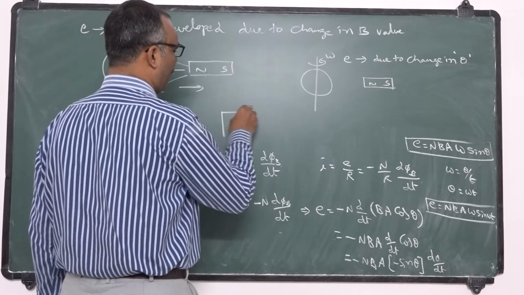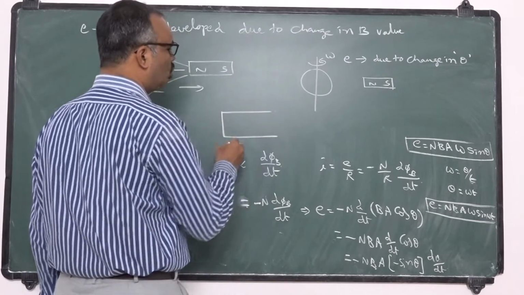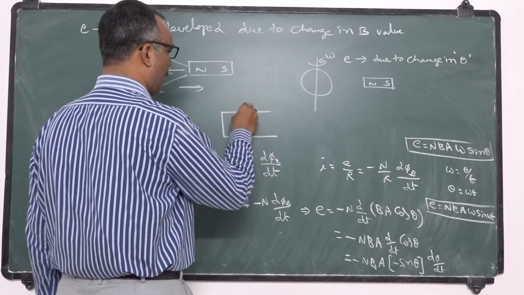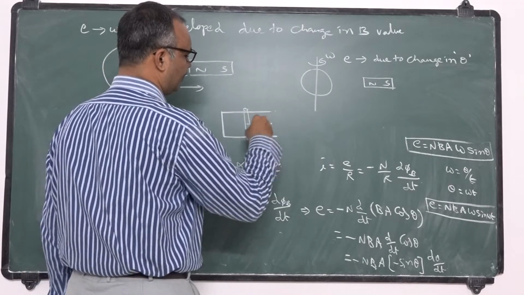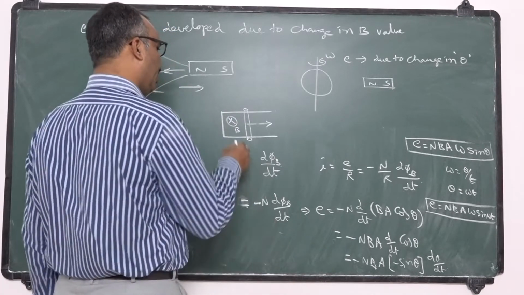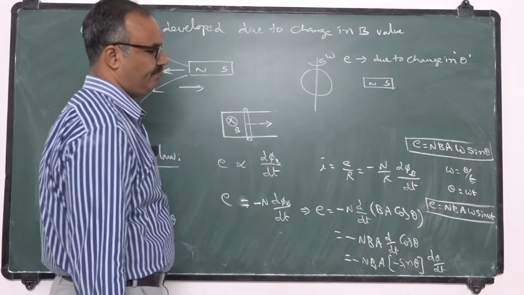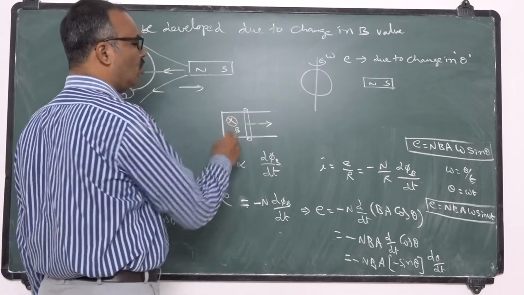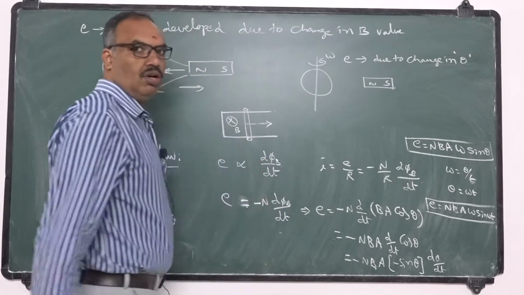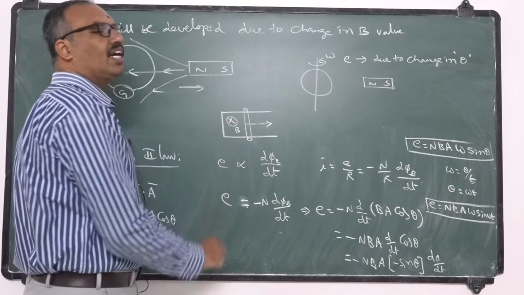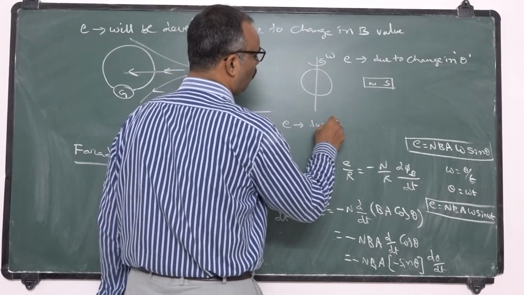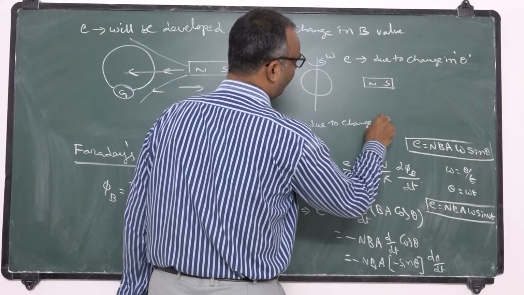Suppose here is a region provided with a U-shaped wire over which a rod is rolling like this. This entire region has some magnetic field into the paper. Here, the strength of B is fixed. The orientation of the loop is also fixed. As the rod moves like this, the area of the loop associated with the magnetic field is going to change. So EMF is developed due to change in area.